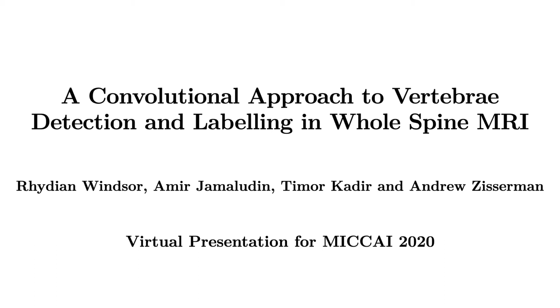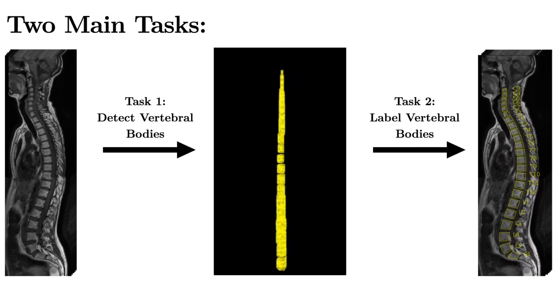Hi everyone, my name's Rilian Windsor, and I will be presenting our new paper, A Convolutional Approach to Vertebra Detection and Labelling in Whole Spine Magnetic Resonance Imaging. In this talk we consider two tasks, that of vertebral body detection and that of vertebral body labelling.